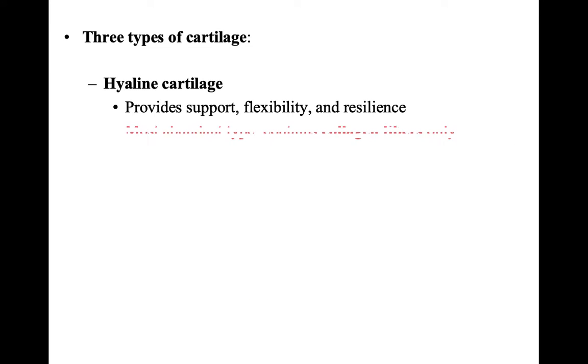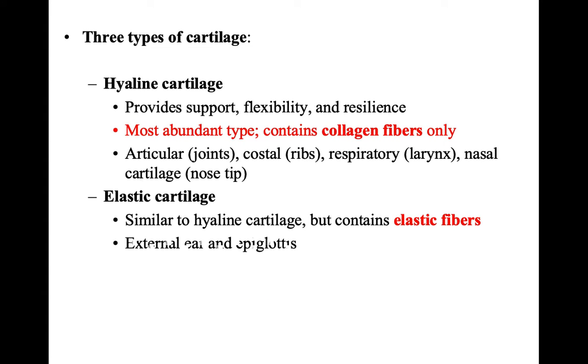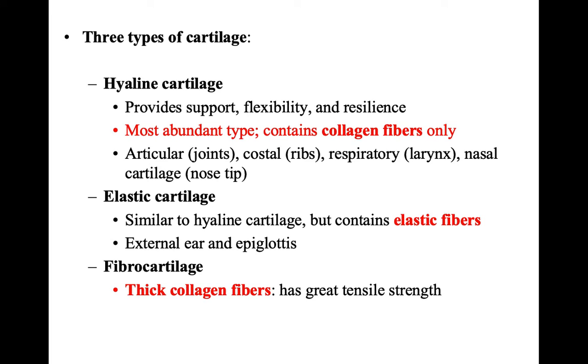3 types of cartilage. We have hyaline cartilage, elastic cartilage, and fibrocartilage. Hyaline cartilage, most abundant type, contains collagen fibers only. Located in a few places, articular, ribs, larynx, nose tips. Okay, so I want you to know the general function of what all 3 of these are and where I can find them. I will be testing you over that.